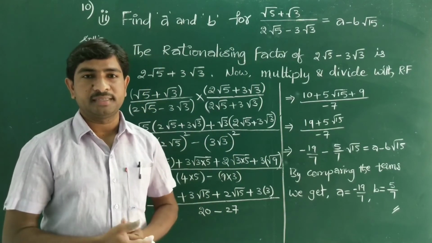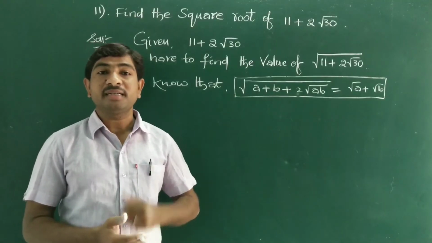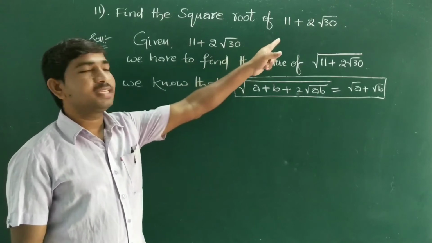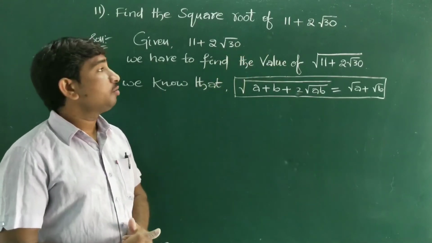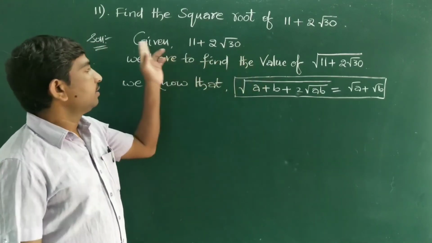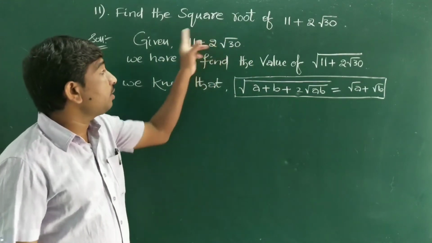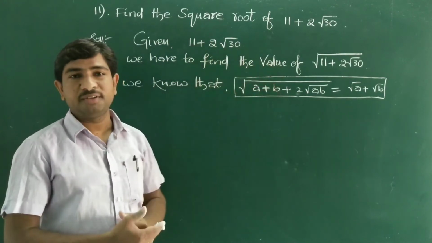Now see the 11th problem: find the square root of 11 plus 2 root 30. Square root of 11 plus 2 root 30. So given, what is the number? 11 plus 2 root 30. What do we have to find? The square root of 11 plus 2 root 30 we have to find.